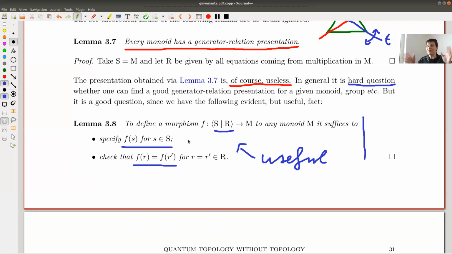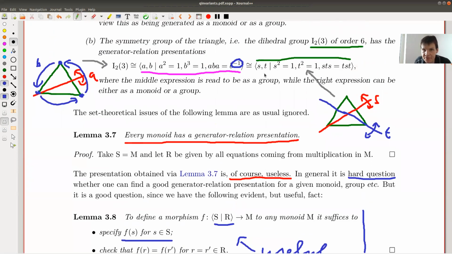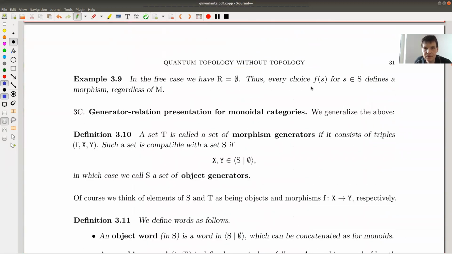You only need to ever check anything on generators and relations. So again, instead of going through 6 elements and the multiplication table of order 6 times 6, you just have to find 2 images for those 2 generators, and you just have to check 3 relations. It's much more efficient than going through 36 relations. Okay.